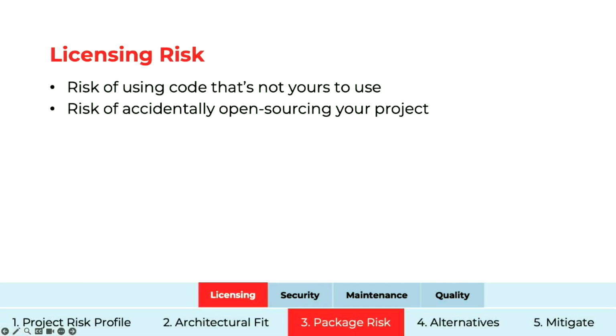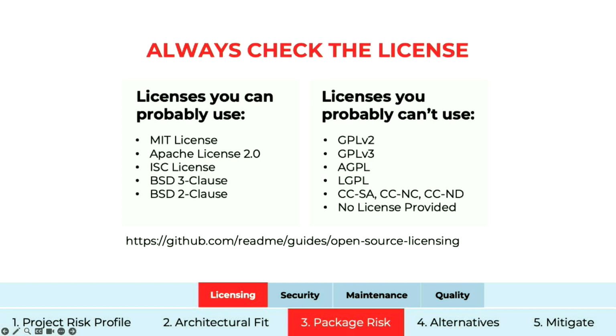And this is leading into licensing risk. Licensing risk is the risk of using code that is not yours to use, and also the risk of accidentally open sourcing your entire project. This is an easy one to check. Always check the license.